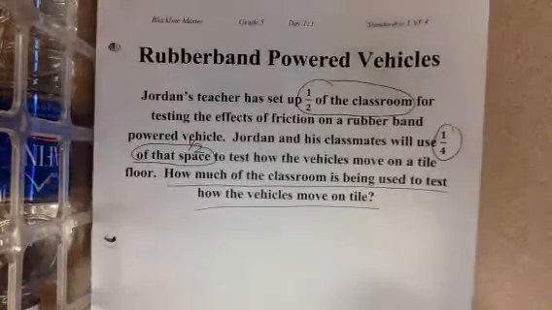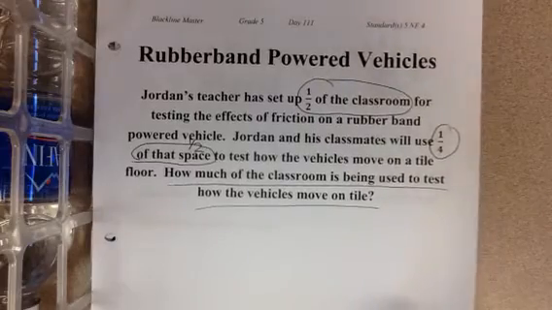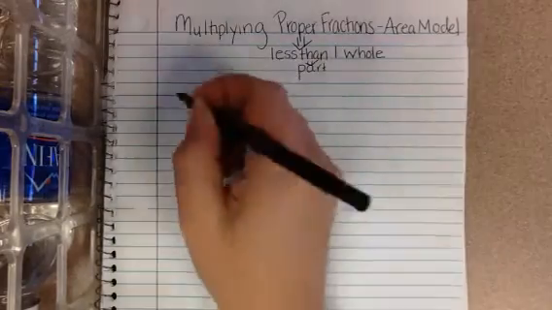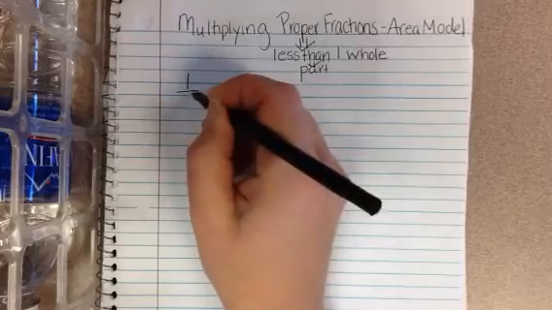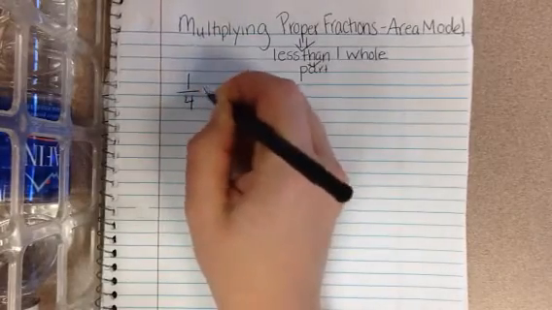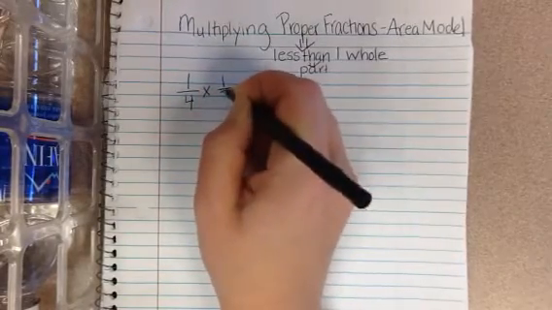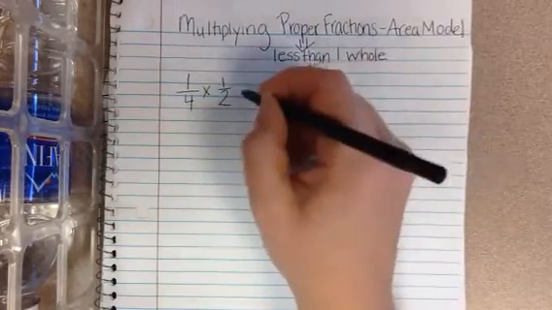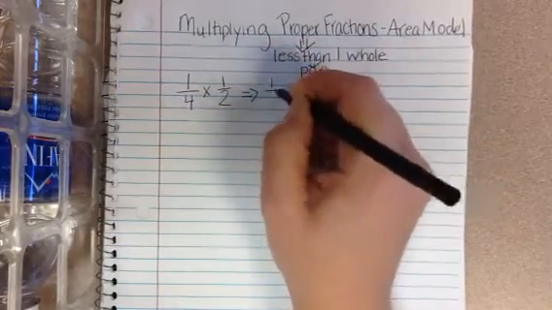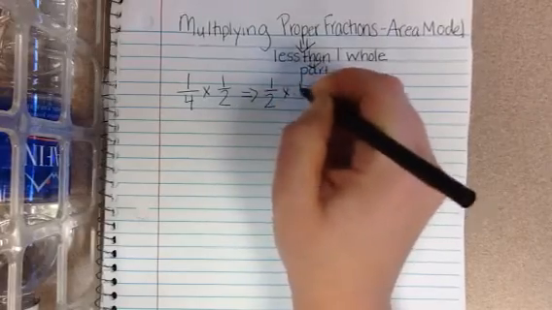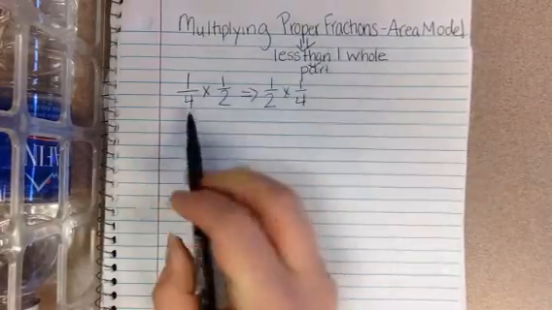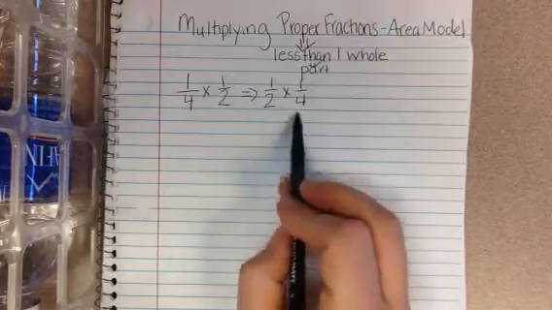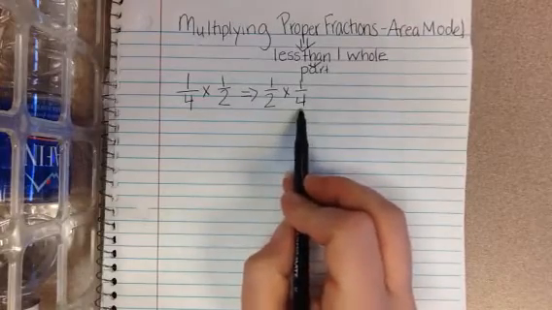So I know this is a multiplication problem because I'm using a fourth of the space. So I'm using a fourth of that space. A fourth of that space. Okay? Another way I could write this is a half times a fourth. I'm taking a fourth of that half, but this is set up the way the problem was, so I'm going to look at it this way.